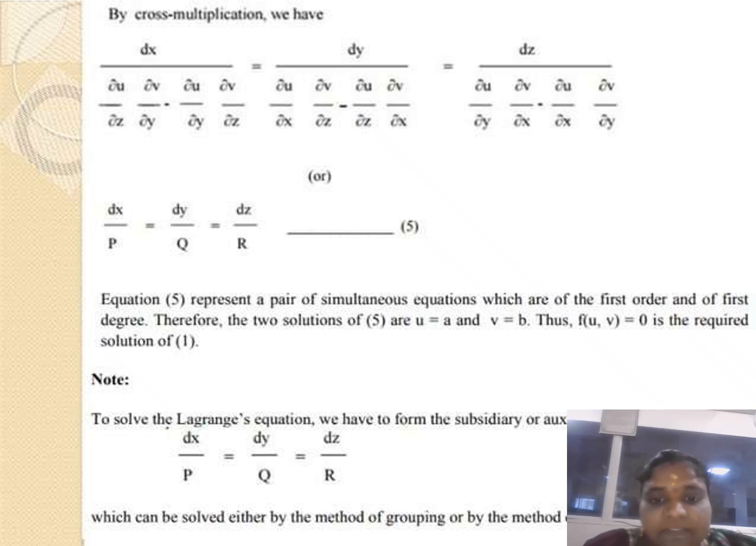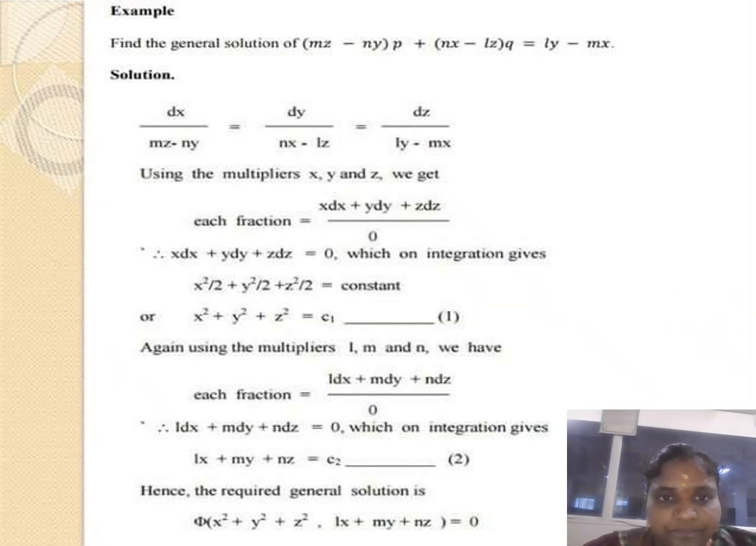The two solutions of the fifth one are u equal to a or otherwise v equal to b. This is the final solution: F of u comma v equal to 0 is the solution of the Lagrange linear equation. This is the important note. So to solve the Lagrange equation, we have the form of subsidiary equation or otherwise the auxiliary equations, written as dx/P = dy/Q = dz/R. This is the Lagrange equations or otherwise the subsidiary equations of Lagrange's method.